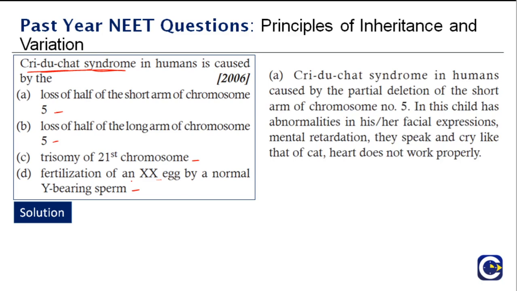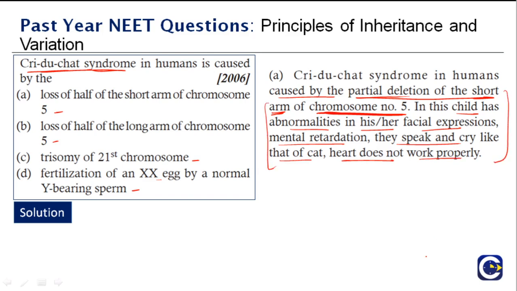Cri-du-chat syndrome in humans is caused by partial deletion of the short arm of chromosome number 5. In this, the child has abnormalities in facial expression, mental retardation, speaks and cries like a cat, and the heart does not work properly. These are the symptoms of this disease that is caused by loss of half of the short arm of chromosome number 5. So the right answer is A.